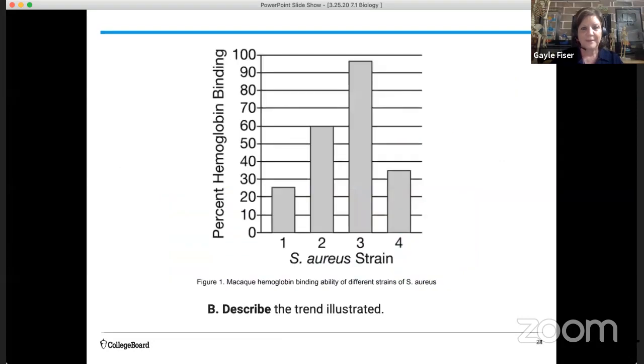Okay. Now, I'm not going to give you the answer to A just yet because now we have B. B, describe the trend illustrated. So in this graph, this kind of looks like what we just did a few minutes ago. On our X, we have S. aureus strains 1, 2, 3, 4. And on our Y, we have percent hemoglobin binding.